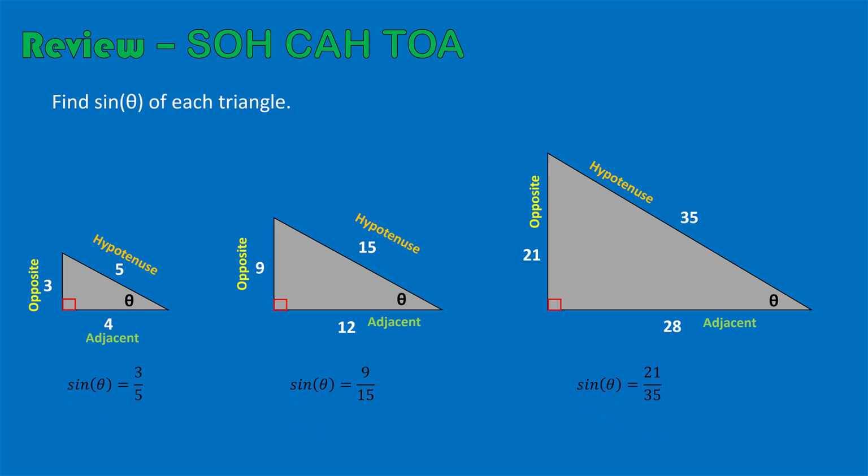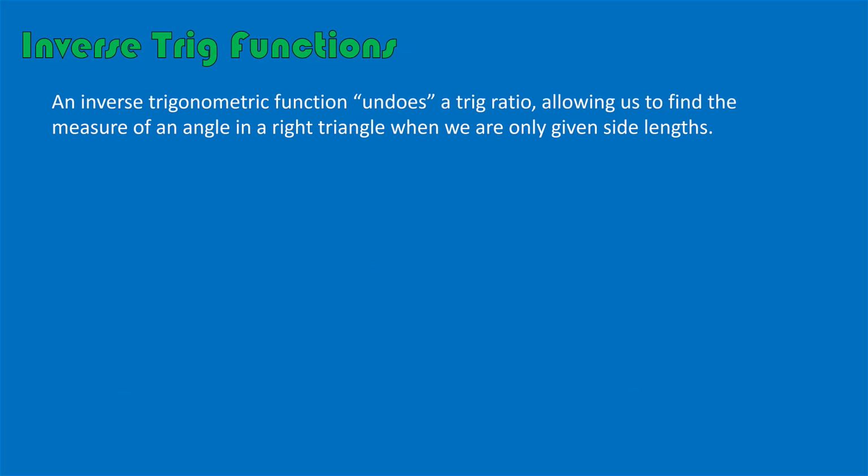So when we do that, we find three different ratios, but again, these are similar triangles, which means they have congruent angles. When we simplify, that's what we find, that the ratios are indeed the same, which would make sense if the angles are congruent. But still, how do I find that angle? Well, an inverse trig ratio, or an inverse trig function, undoes that ratio, allowing us to find the measure of the angle in a right triangle.